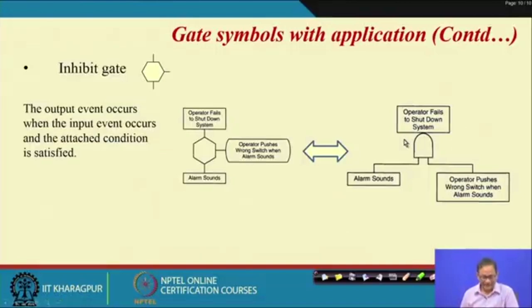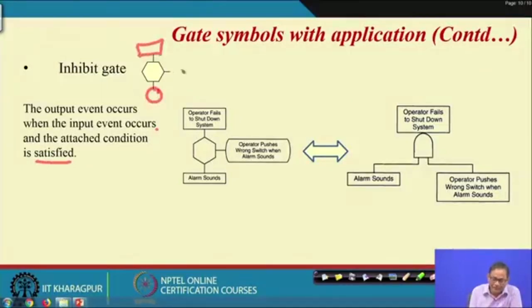Now, inhibit gate. What is inhibit gate? The output event occurs when the input event occurs and the attached conditions are satisfied. This is the input, there will be output, and this is the attached condition. Exactly as it is written here: alarm sounds, operator pushes wrong switch when alarm sounds, operator fails to shut down the system. So, this is the situation of an inhibit gate.